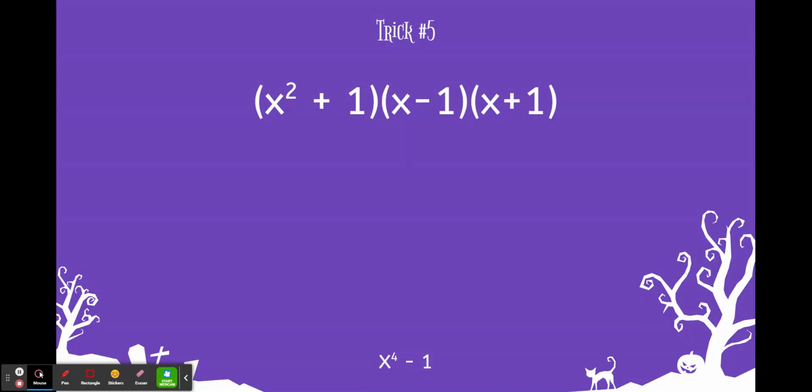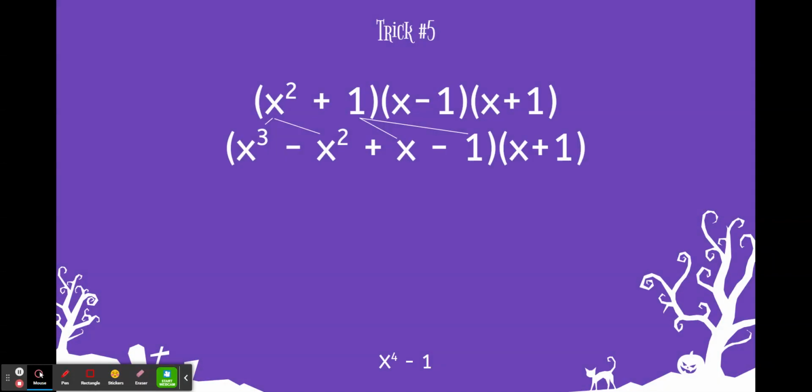Now, it gets tricky. We're going to put that x to the 4th minus 1 at the bottom, and I'm going to reveal the little trick up our sleeves. The way that we built this is by starting off by asking what x squared plus 1 times x minus 1 times x plus 1 is. This is a really cool expression that ends up working out to x to the 4th minus 1.